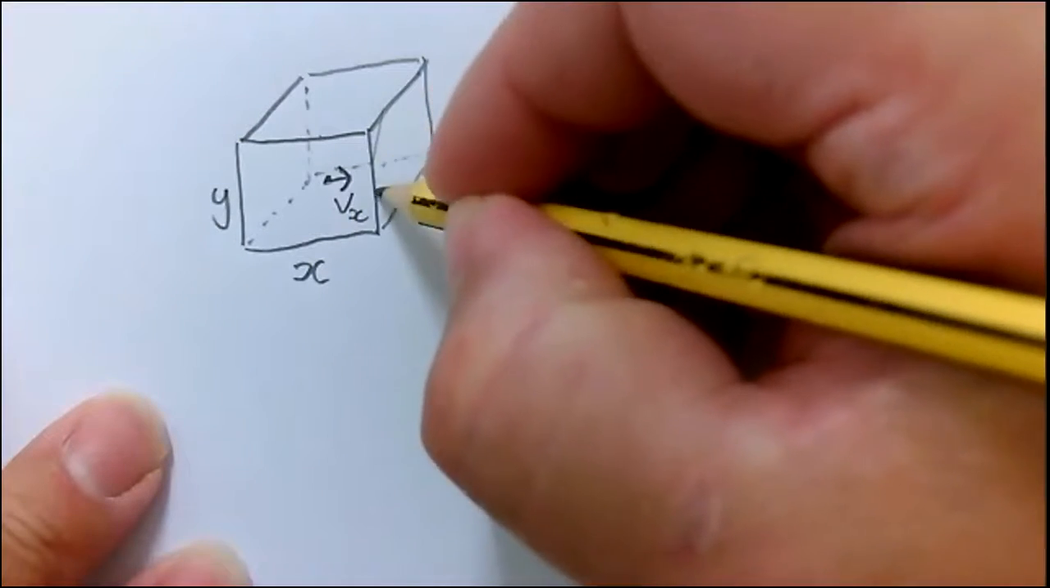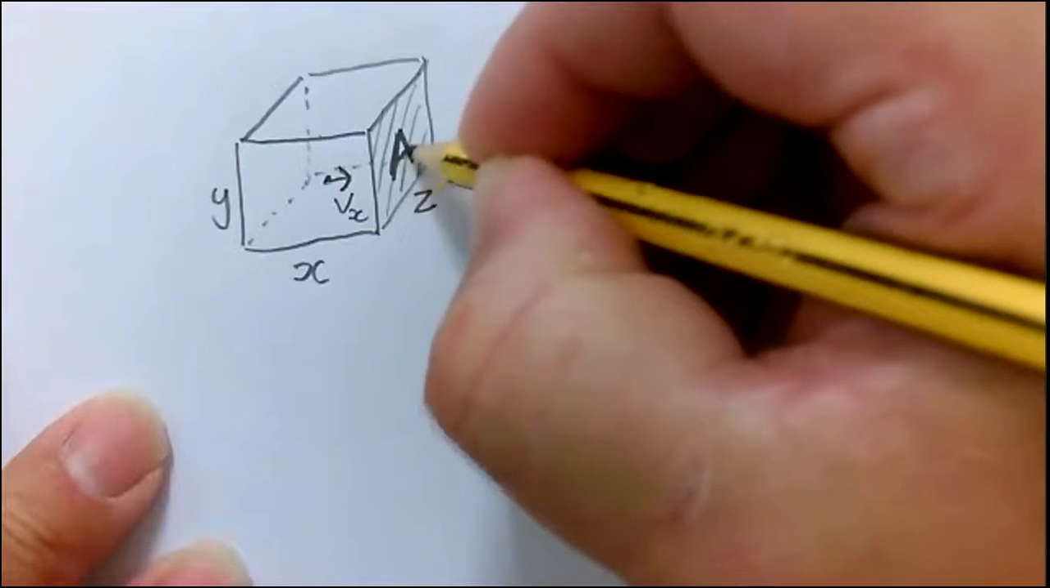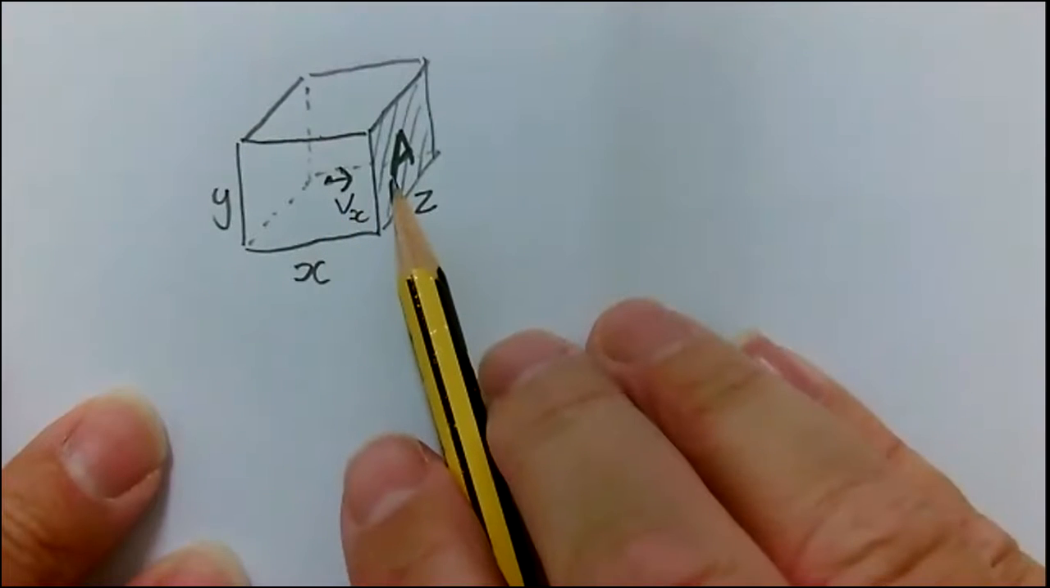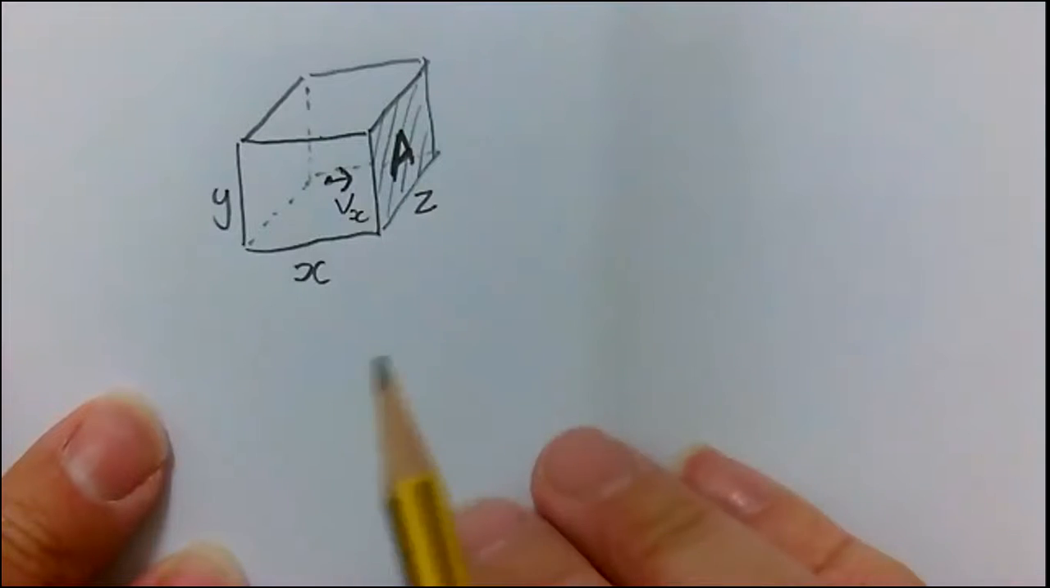Now it's going to cause pressure on this wall that I will call A. It's got a particular area. So as it collides, it exerts a force. There's a force over an area, which means that there's a pressure.